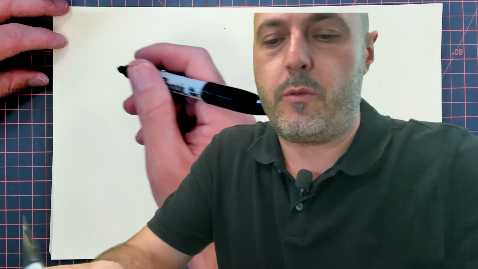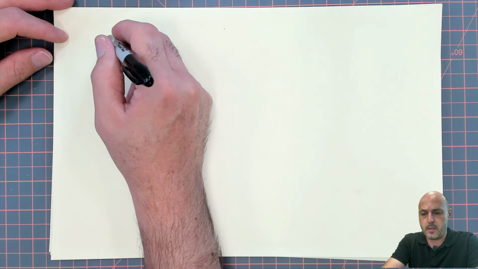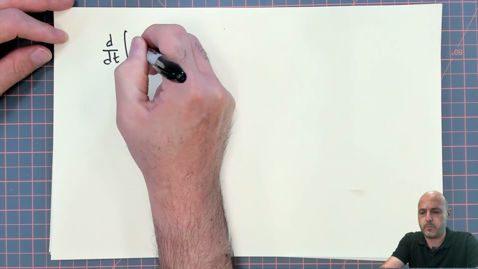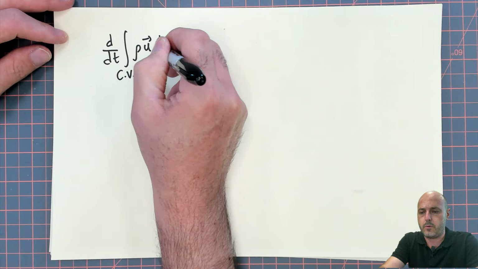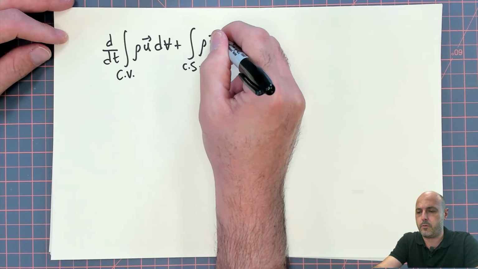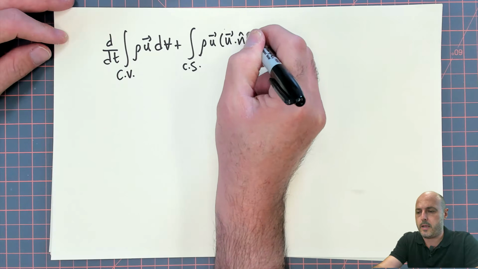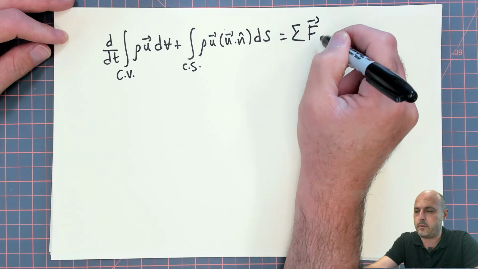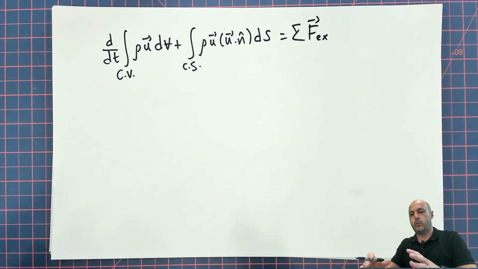Today I will solve an example on applying the integral form of the linear momentum theorem for the Navier-Stokes equations. One of the forms we worked with was the following: d by dt of the integral over the control volume of rho u dV, plus the integral over the control surface of rho u dot n dS, was equal to the summation of forces exerted on the control volume.